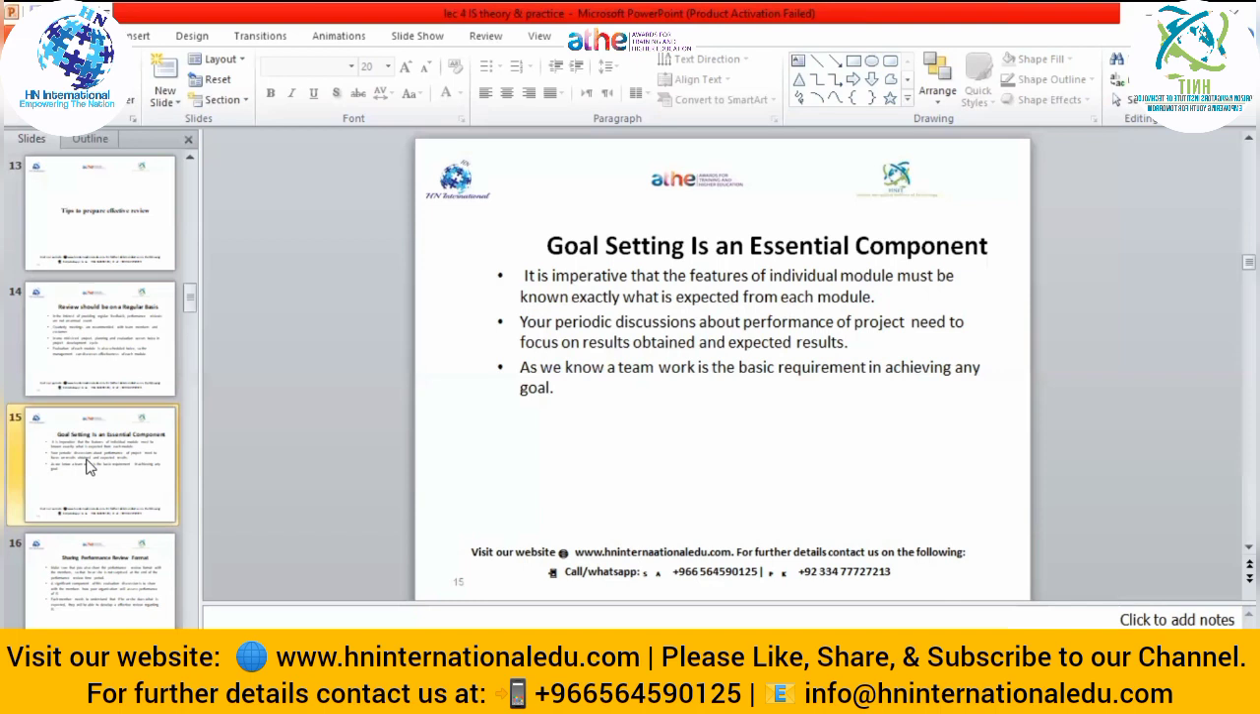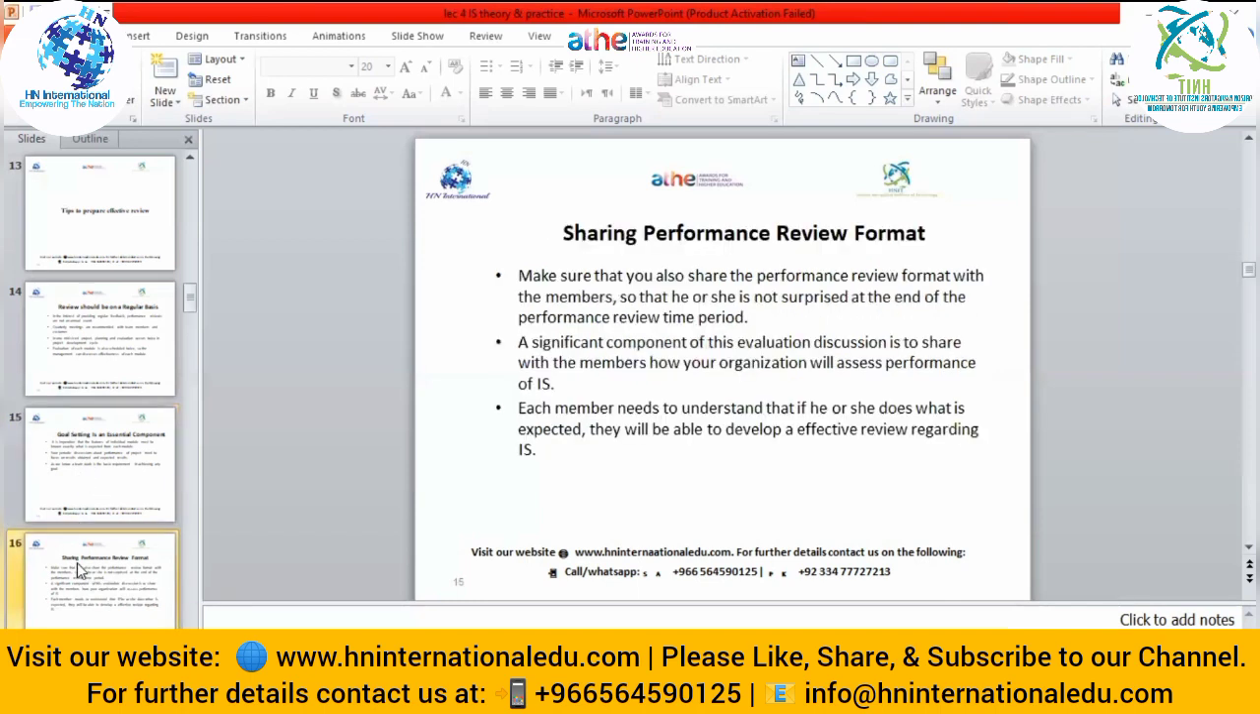As we know, teamwork is a basic requirement in achieving any goal. So we have to check the performance of the individual, and our team performance must also be reviewed. Sharing the performance review format: we have to tell each and every person in which way we are going to review the performance of that person or that module. So make sure that you also share the performance review format with the member so that he or she is not surprised at the end of the performance review time period.